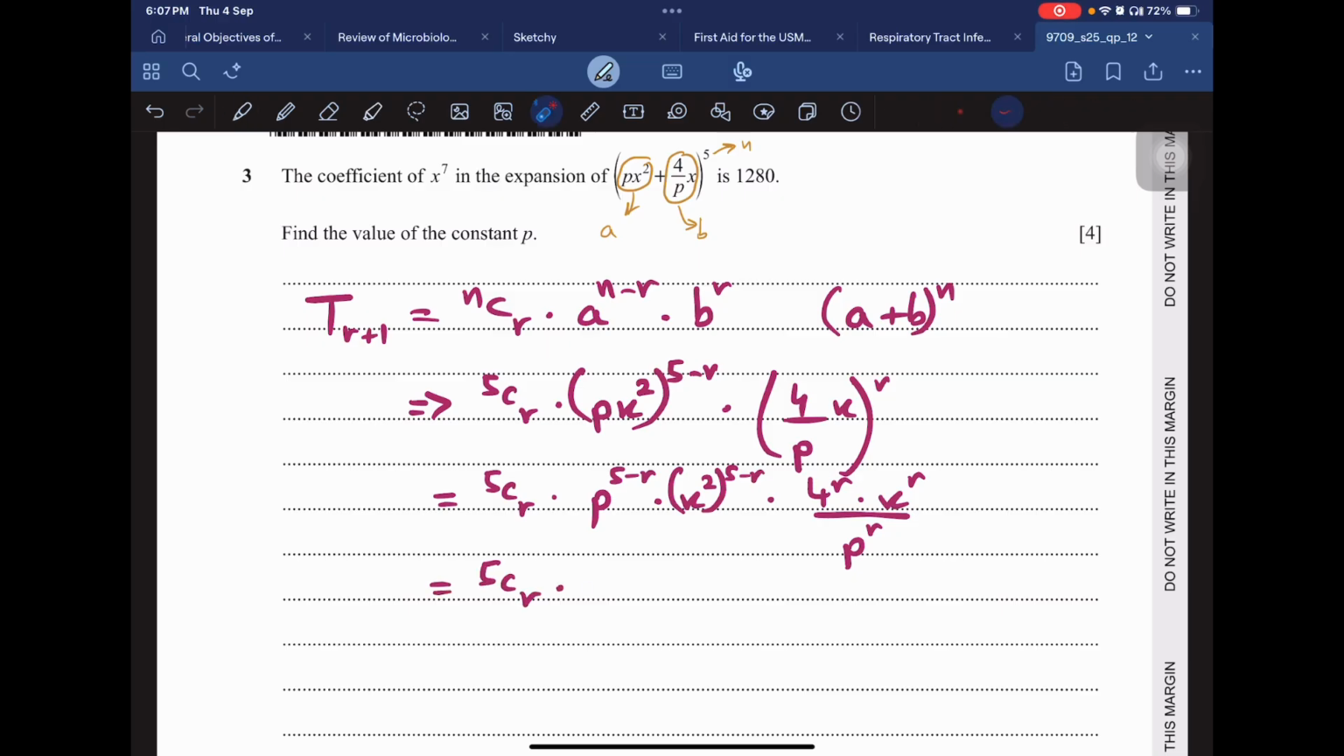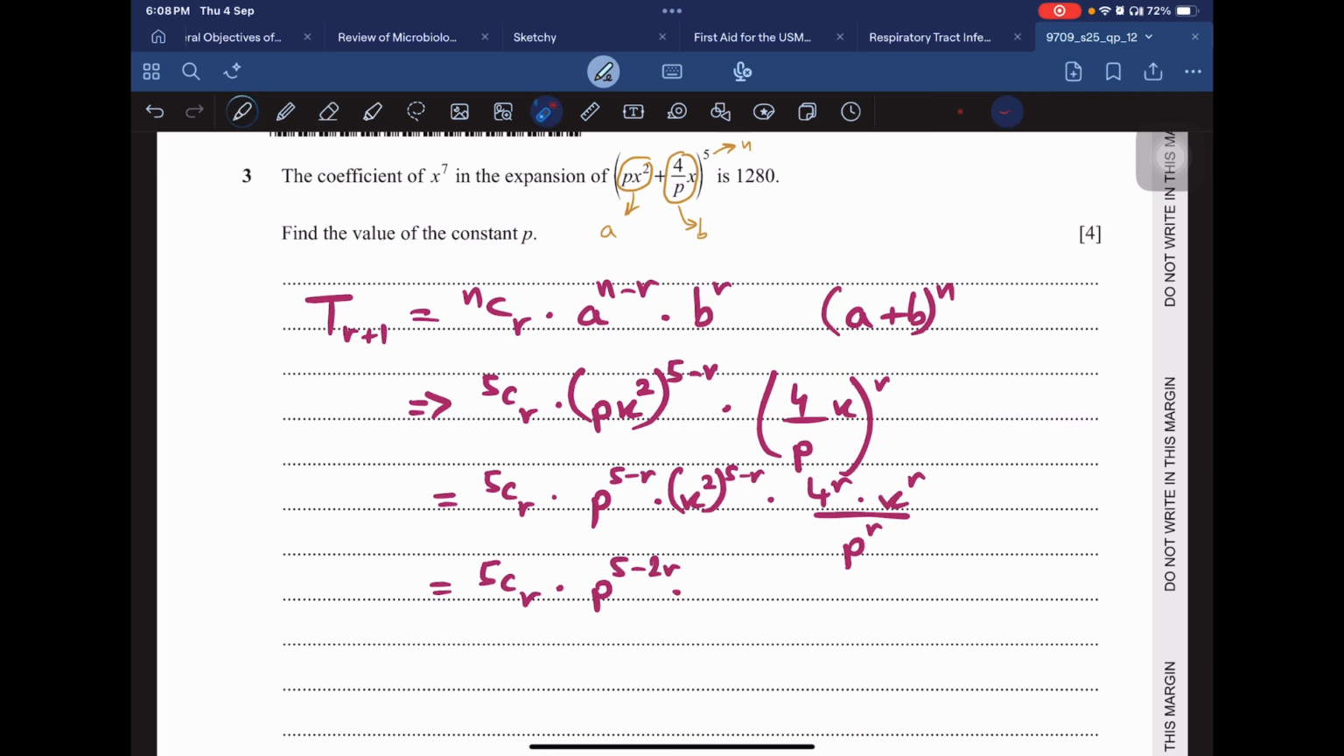Now if you remember the rules of indices, so we have p with this power in the numerator and p with this power in the denominator. So we can bring this p to the numerator and make the power negative. So we'll have p power 5 minus r, and then this p will come upwards. It will become negative r, and then negative r will be added over here. So this will become negative 2r.